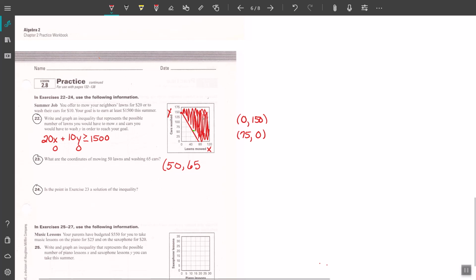Any point that is inside the shaded portion is going to give you more than that $1,500. So this green point here, this 50 lawns mowed, 65 cars washed, is really close to that goal of $1,500. So you're not making much more than $1,500. But if you got up here into one of these points, way up in the shaded area, you're going to be making a bit more than that $1,500 the further away from this line you get. So the answer to 24 is yes.